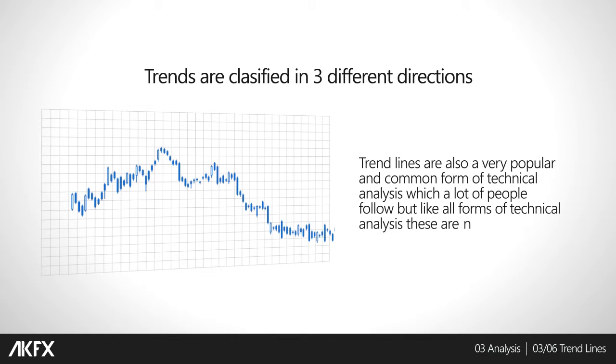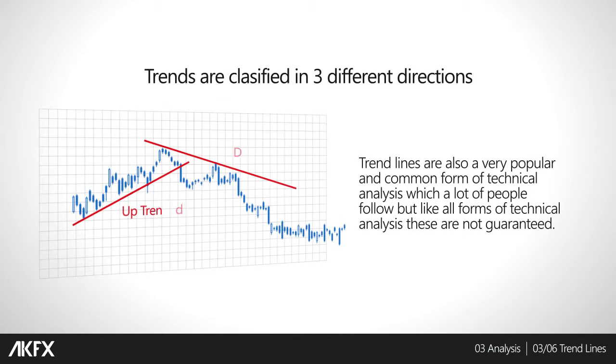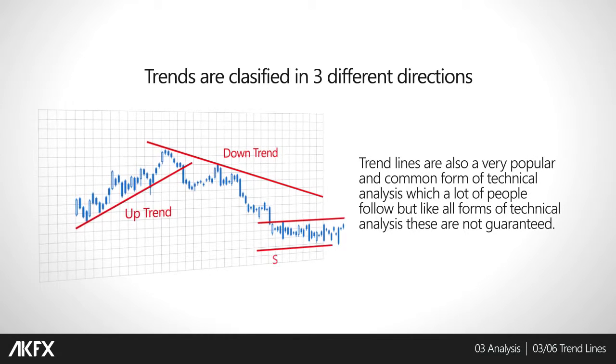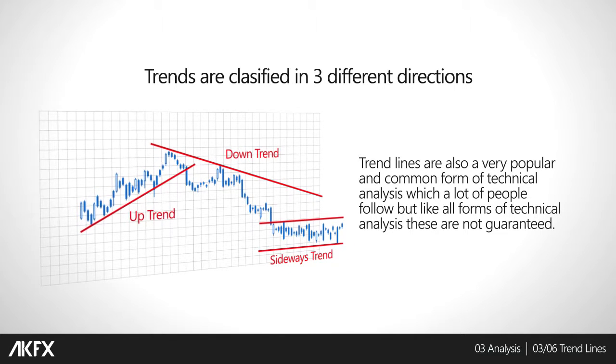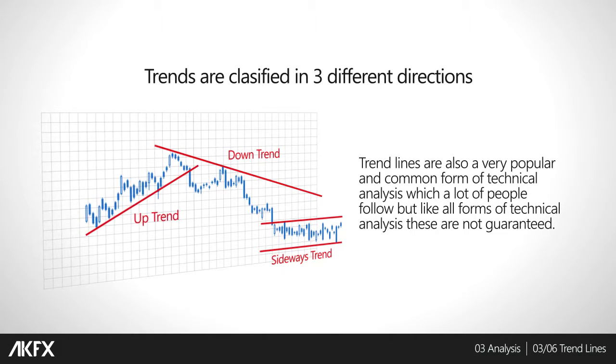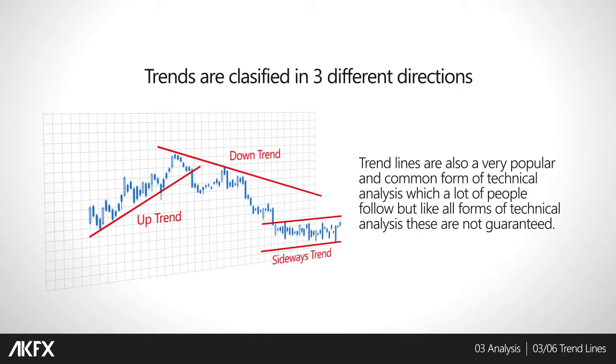Trend lines are also a very popular and common form of technical analysis, which a lot of people follow, but like all forms of technical analysis, these are not guaranteed. Trends are classified in 3 different directions: uptrend, downtrend, and sideways trend.